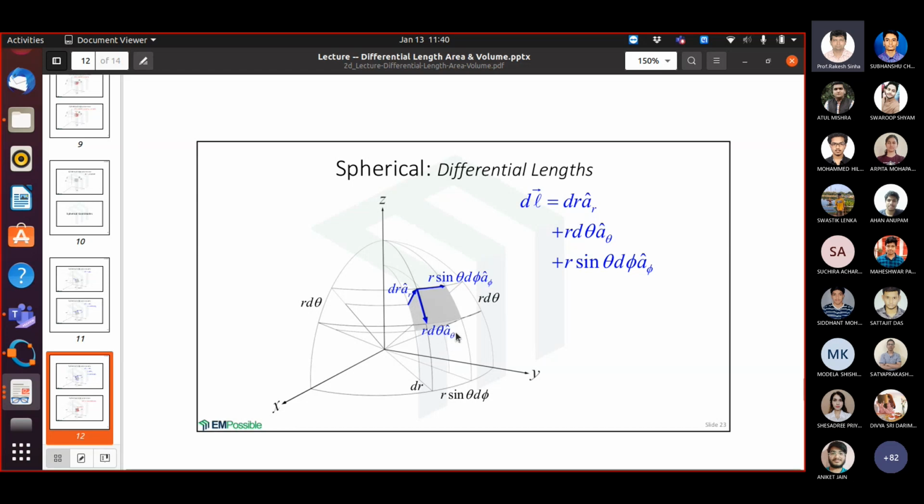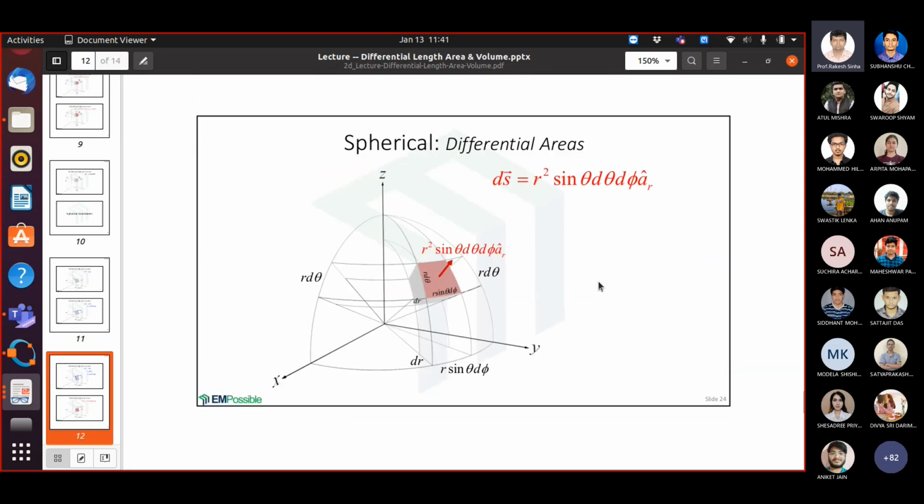Because d theta is very negligibly small, we can consider this length as r d theta. Similarly, in the phi direction, if I consider that in the xy plane, the length of the vector is r sine theta. So r sine theta d phi is the incremental distance in the phi direction.